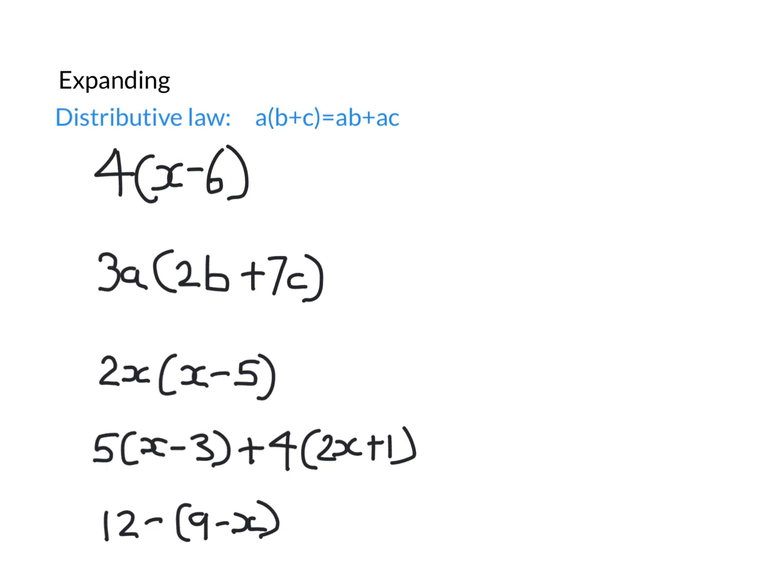So it's called the distributive law because you take what's outside the brackets and you distribute it to everything inside the brackets. So for 4 outside of x plus 6, we distribute the 4 to the x, 4 times x, and then we go 4 times negative 6.